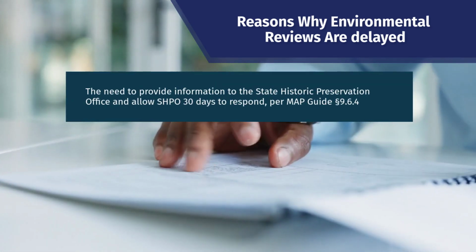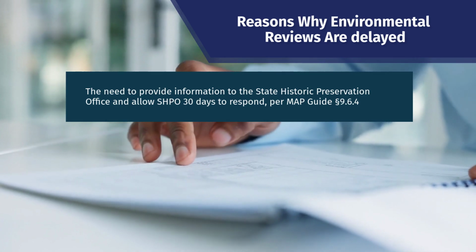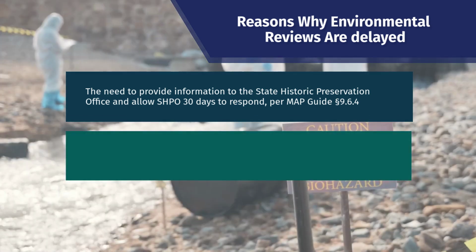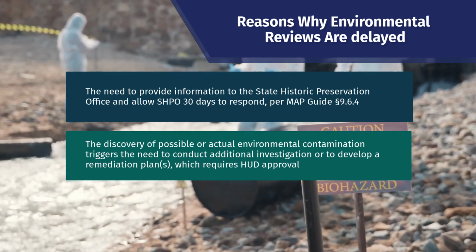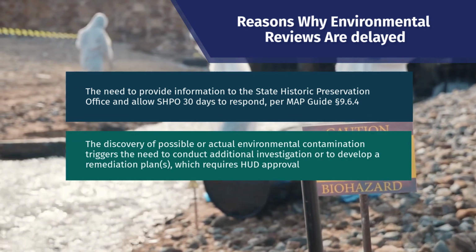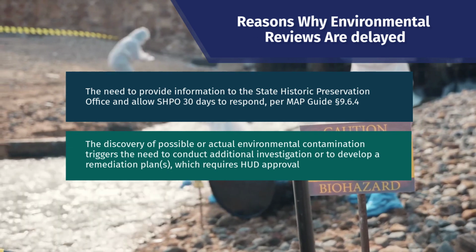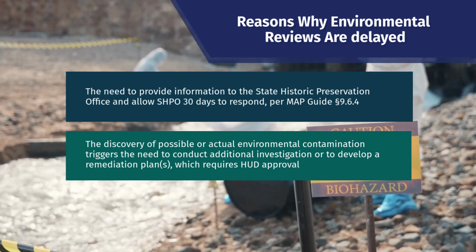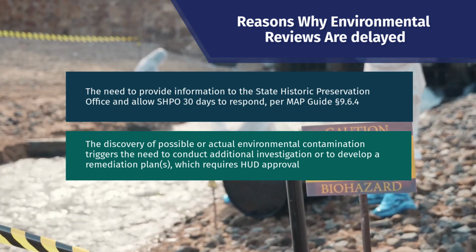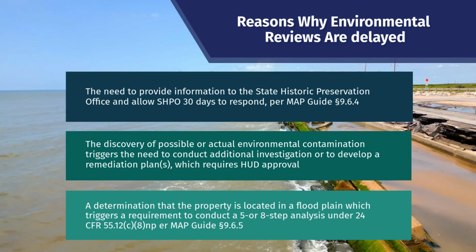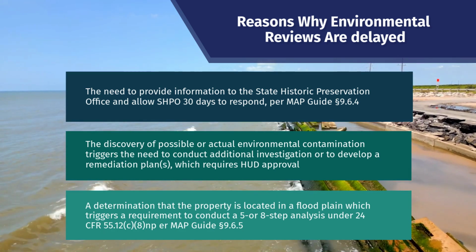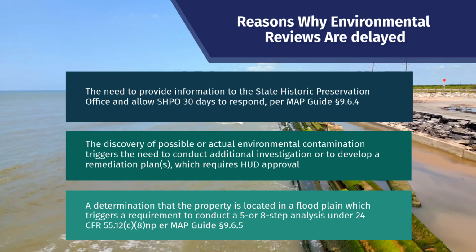Common causes for delay in the completion of a property's environmental review include the need to provide information to the State Historic Preservation Office and allow SHPO 30 days to respond, the discovery of possible or actual environmental contamination, which triggers the need to conduct additional investigation or to develop a remediation plan, which requires HUD approval, or a determination that the property is located in a floodplain, which triggers a requirement to conduct a 5 or 8-step analysis.